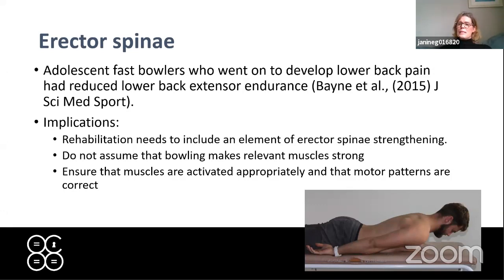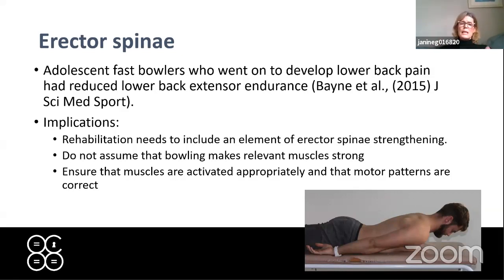So including tests like our Biering-Sorensen, or the picture below is really just a back extension, a timed back extension, are really important when we go to screen athletes, our fast bowlers, to see whether they are strong enough. Their erector spinae has the endurance to actually decelerate the body and deal with these high loads.